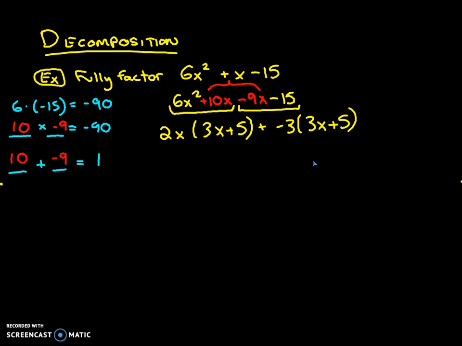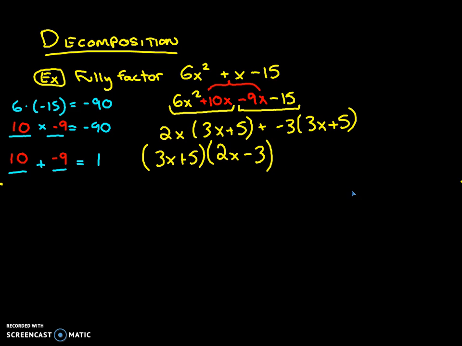Now, big thing here in decomposition, you need to have the same thing in these brackets, because what I'm going to do now is I'm going to look, what do these two things have in common? Well, they both have the 3x plus 5 in common. So I'm going to factor that whole 3x plus 5 out. Take that out. Now looking, once I remove the 3x plus 5, I'm going to leave a 2x plus that negative 3, or 2x minus 3.